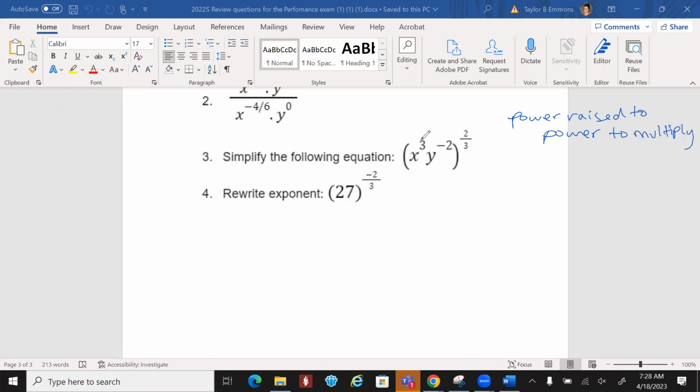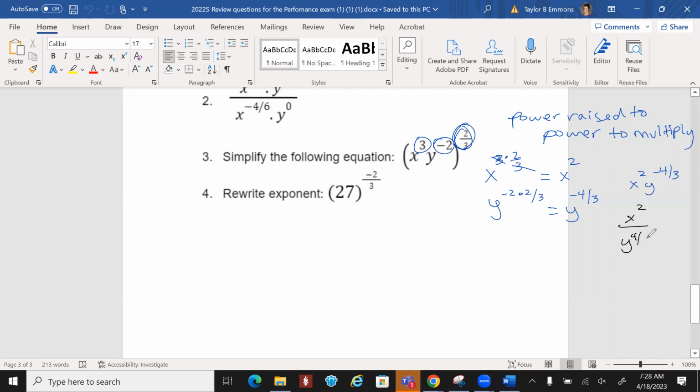Okay. So what's 3 times 2/3? Well, 3 times 2/3 is going to give me, these will cancel and I'll have x to the second. If I multiply -2 times 2/3, that'll give me y to the -4/3. So if I put these together, that's going to give me x squared, y to the -4/3. And remember, mathematicians do not like exponents being negative. So our final answer will be x squared over y to the 4/3.